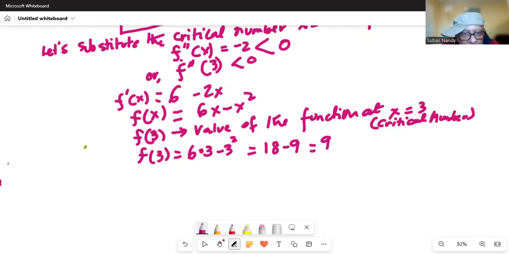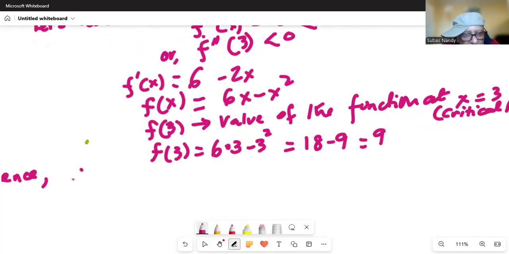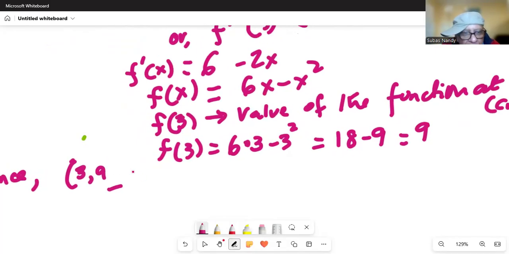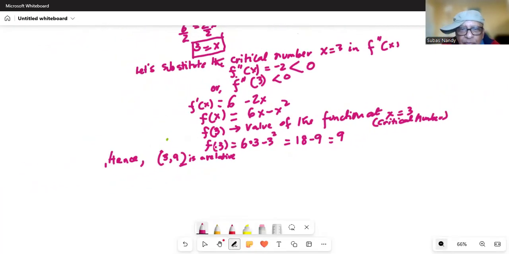Hence, for this function, (3, 9) is a relative maximum. Why is it a relative maximum? Because f prime x is 6 minus 2x, and f double prime x is equal to minus 2, so that is a relative maxima.